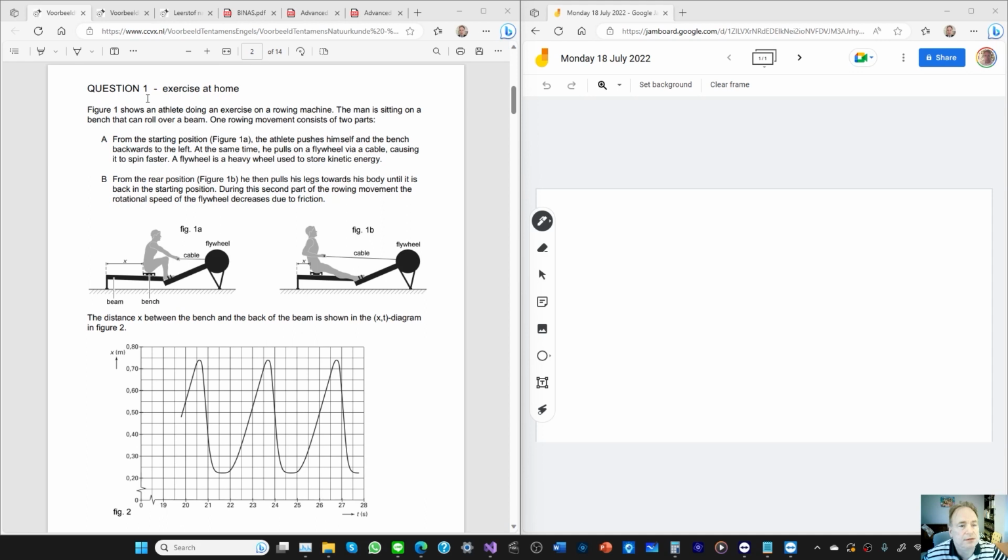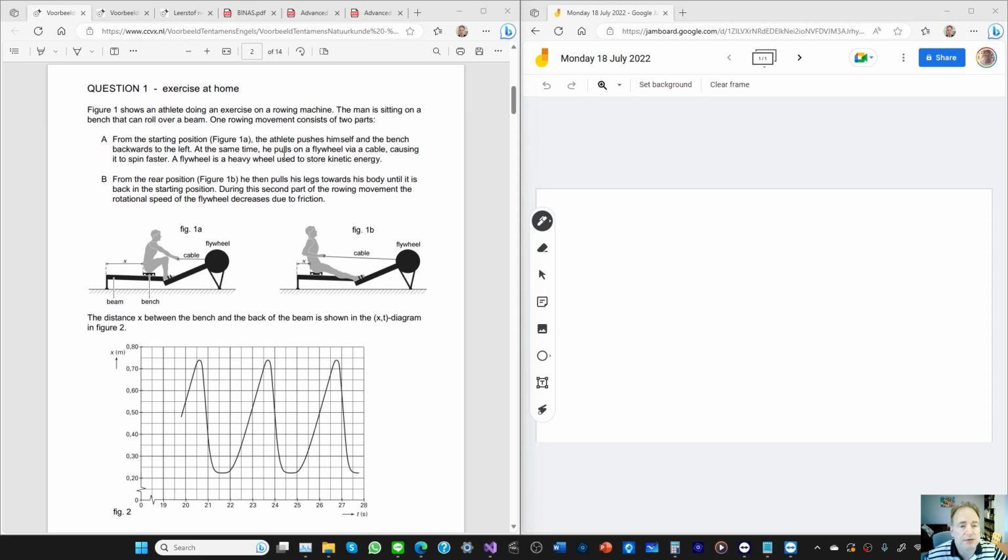All right. Question 1, exercise at home. There are two figures shown here with an athlete doing exercises on a rowing machine, and there is a bench that can roll over a beam here. A rowing movement consists of two parts, A and B. This is the starting position, and the athlete will push himself to the left.